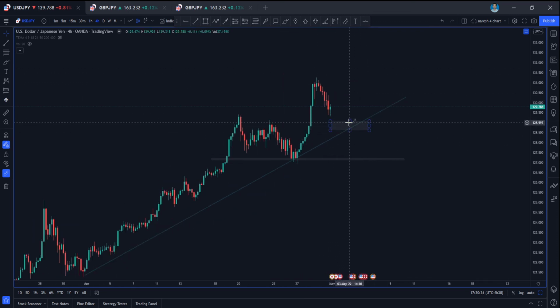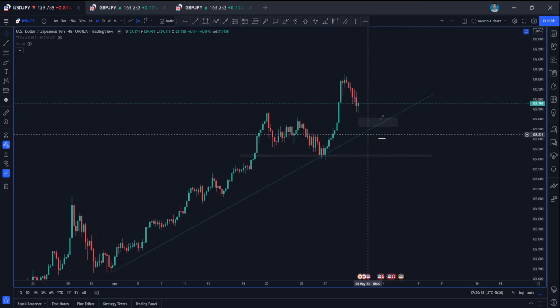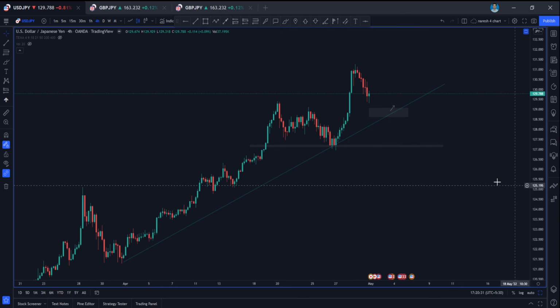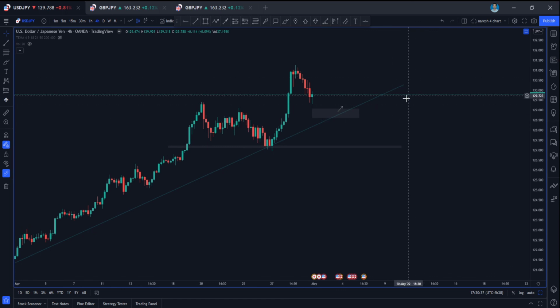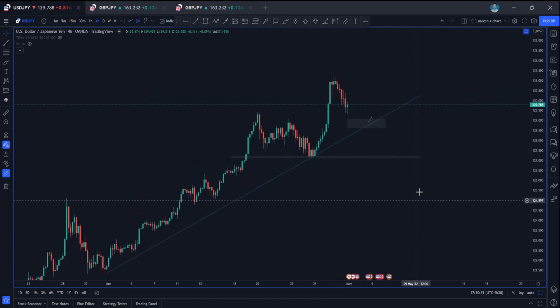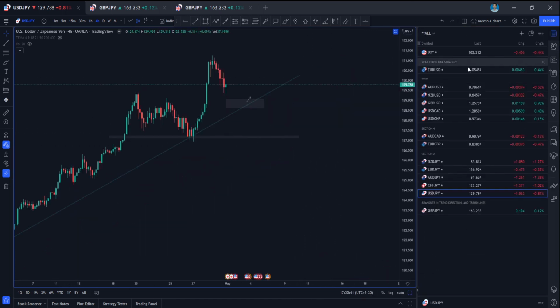So wait for the pullback to this level, and wait for the confirmation in the lower time frame, a shift of structure in the lower time frame. So if it is holding this level and moving up, we can look for long entries in USD JPY. So I think I have covered all the major pairs, guys.